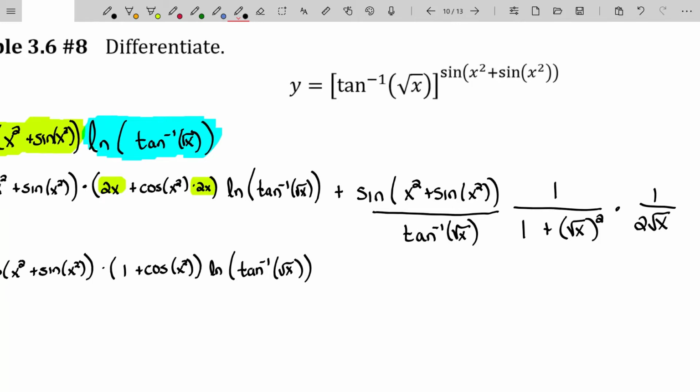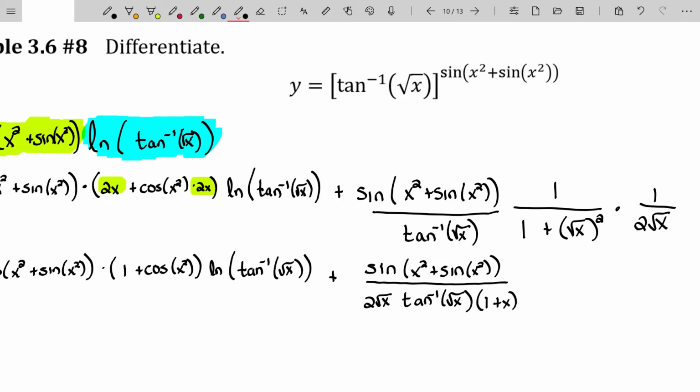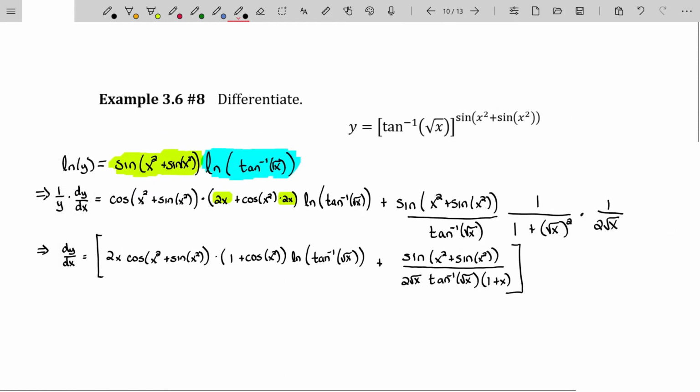I think I'm going to write this. Yeah, I'll just say plus. And I'm just going to write it as a fraction. Sine of x squared plus sine of x squared. Oops, sine of x squared. All over, let's see, 2 root x tan inverse of the square root of x. And then times the quantity, 1 plus x, and that's 1 plus x because the square root is being squared. Let's see that we have everything cleaned up. And then we're multiplying both sides by y. However, I'm not going to rewrite this whole silly thing.